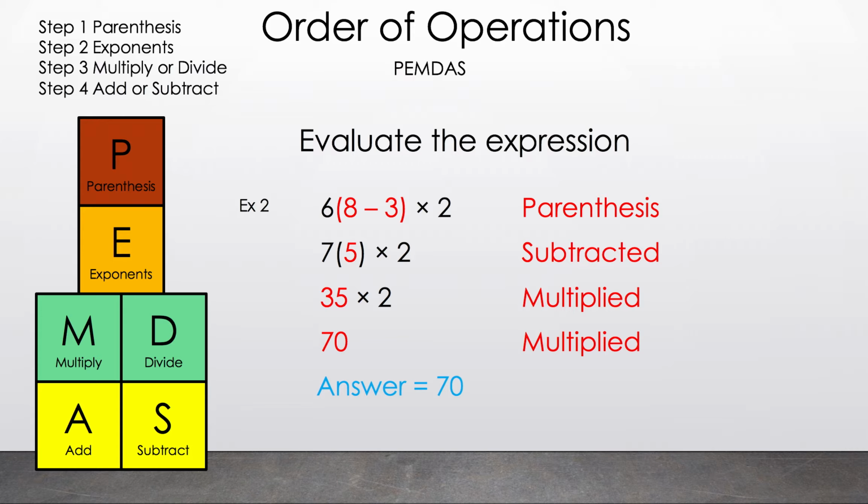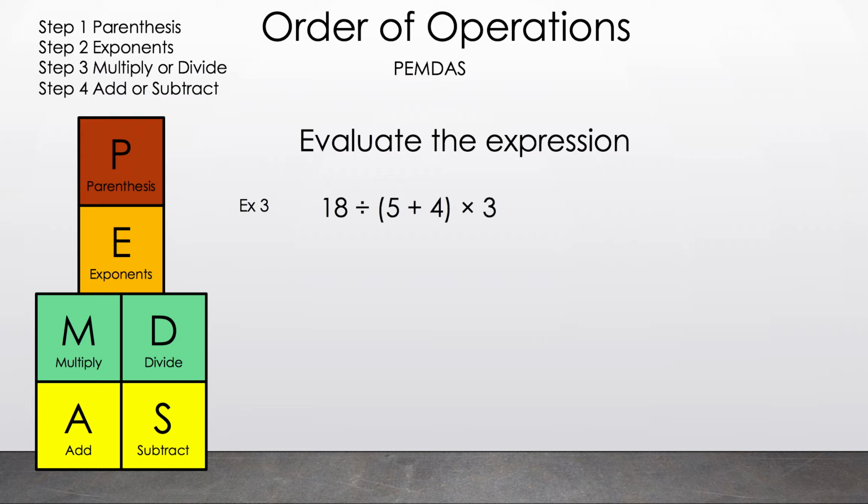So let's take a look at example 3, where we have 18 divided by the parentheses of 5 plus 4 in parentheses times 3. So we're going to take a look at that first step, which is parentheses. So we're going to add those two numbers together. 5 plus 4 is 9.